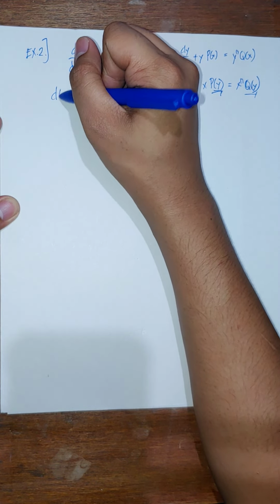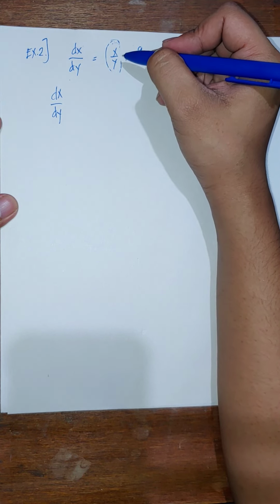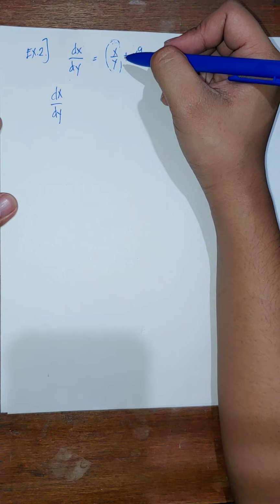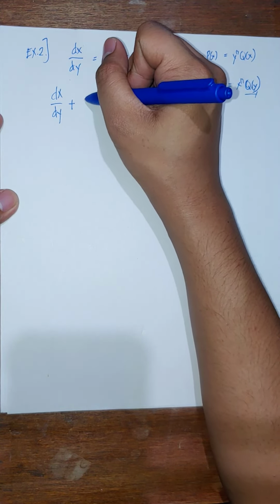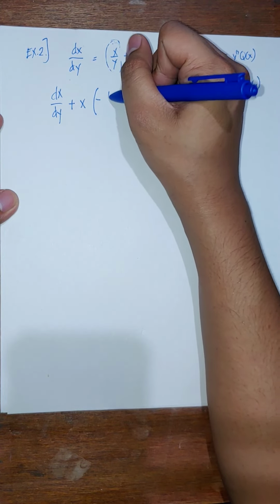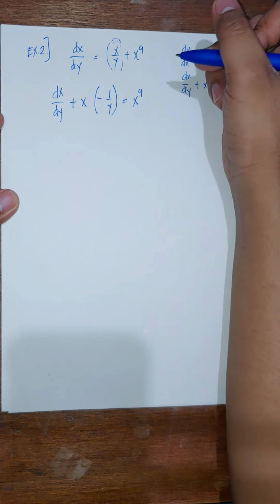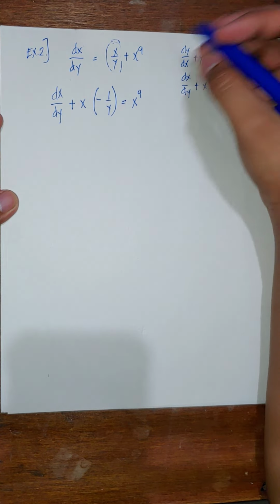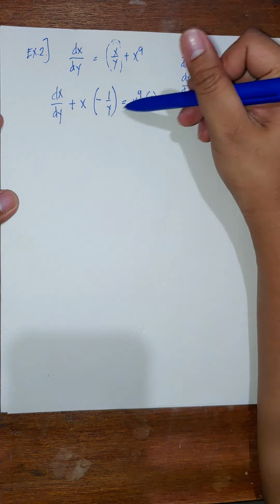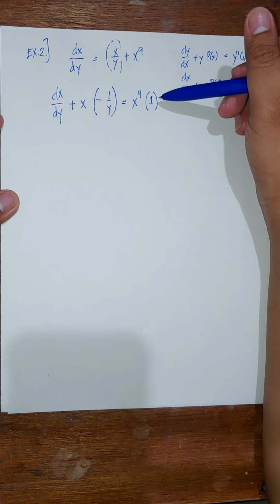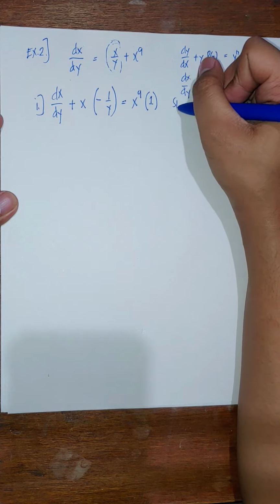So let us rewrite, we have dx over dy. So this is positive x over y. So if we move it over here, we put plus x times negative 1 over y is equal to x to the 9th times q of y. So this q of y here is 1. It was not shown, but our q of y here is just 1. Okay, so this is the first step, transforming into standard form.